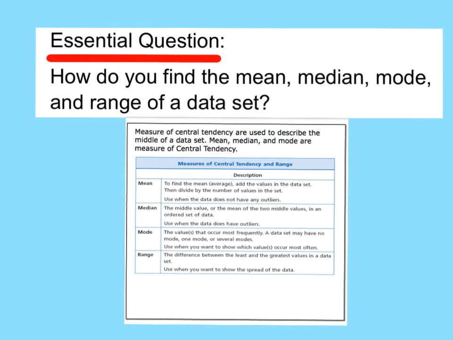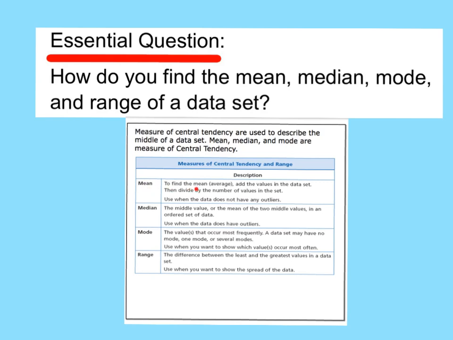To find the mean, median, mode, and range of a set of data. So here you have some definitions. Those measures of central tendency are used to describe the middle of a data set. So median, mean, and mode are measures of central tendency. So just kind of a quick review.